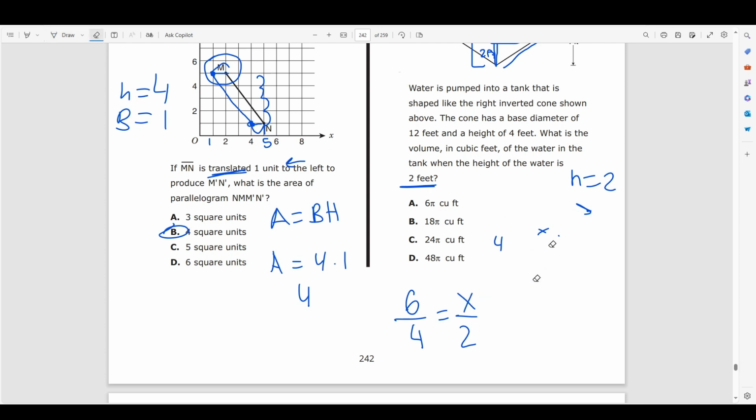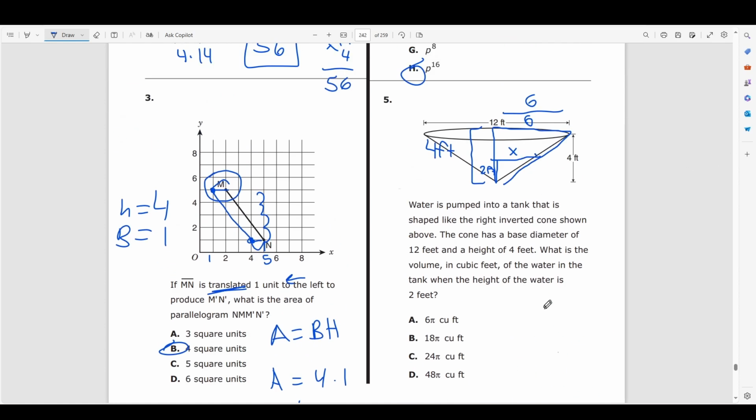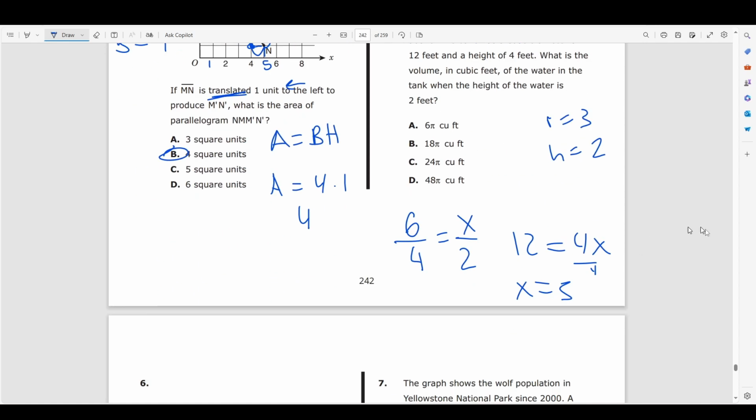And now that you have it set up like that, all you have to do is cross multiply. So cross multiply, you get 6 times 2 is equal to 12, and you get 4 times x is equal to 4x. Divide both sides by 4, and you get x is equal to 3, right? So now that we know that x is equal to 3, we know the radius is equal to 3, and the height is equal to 2. Now we just plug it into our formula, right? V is equal to 1/3 pi r squared h. So volume is equal to 1/3 times pi times r squared.